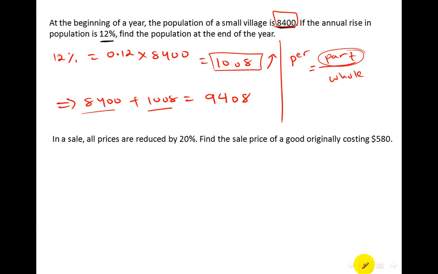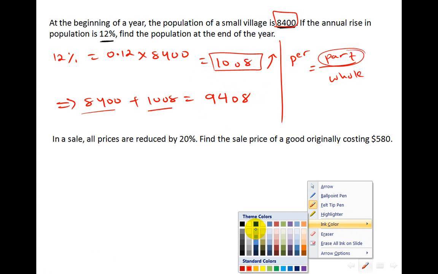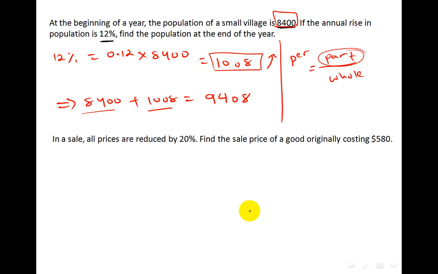I hope you understood what I was doing here. You are given the percentage, you are given the original number of the population, and we want to know what is the increase in this population. So I took the percentage, I changed it to decimal, I multiplied it by the original amount, which is the population. I got 1,008. So this is the new one that must be added to the previous one to get the total population, which is 9,408.